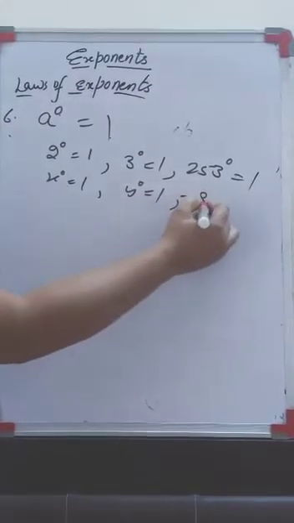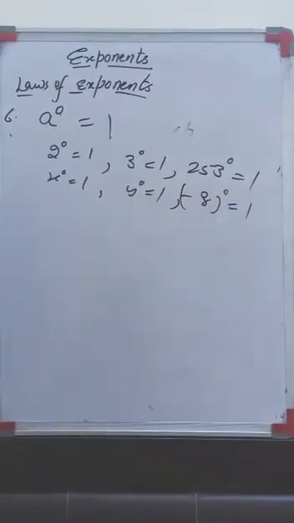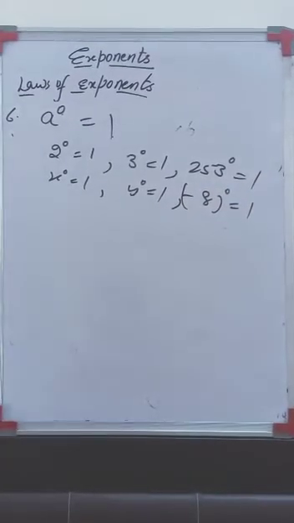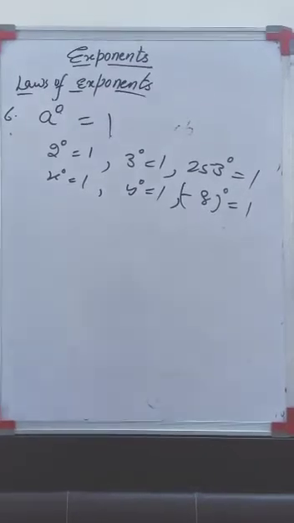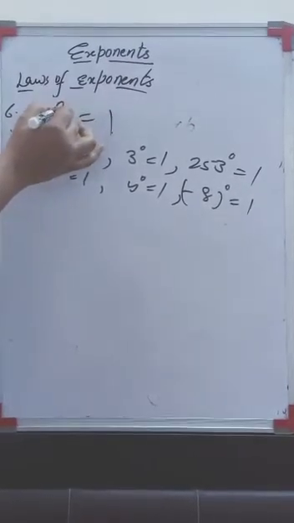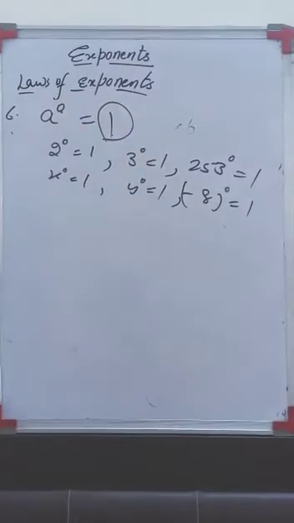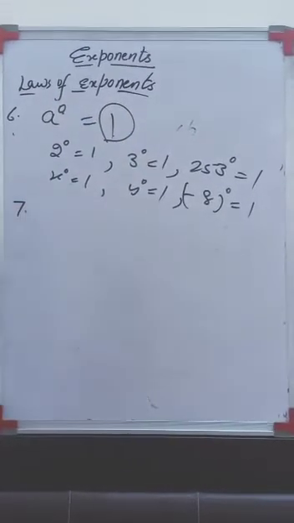Even if I take minus 8 power 0, the answer will be 1, right? Whatever the integer inside, whatever the rational number inside, if the exponent is 0, the result is always 1. Next is the seventh rule.